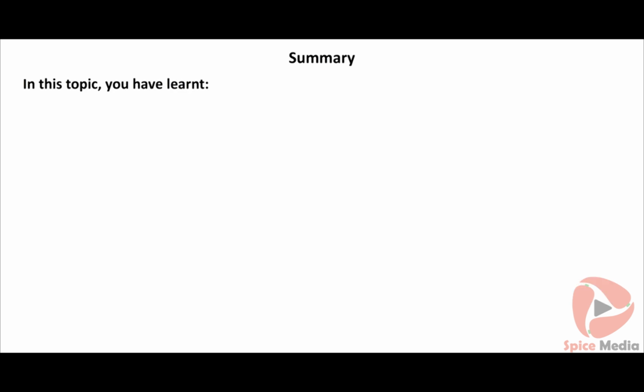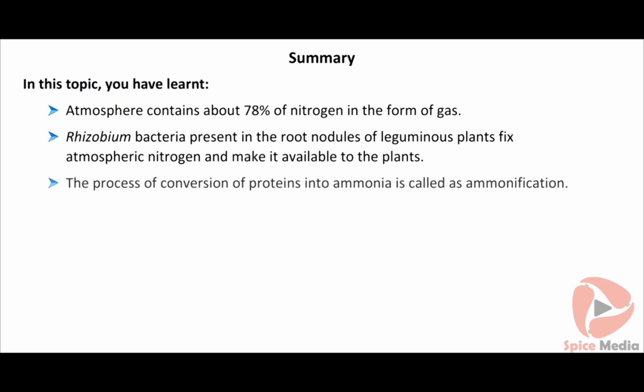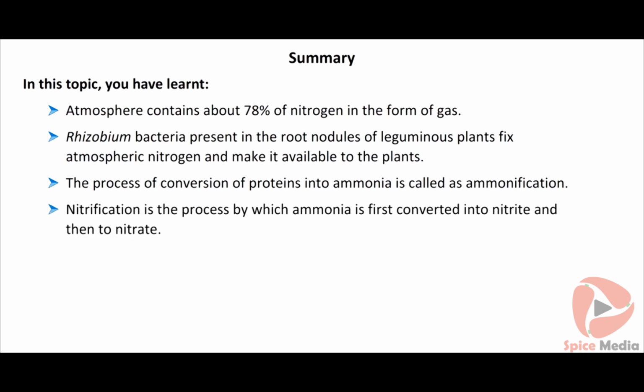In this topic, you have learnt the atmosphere contains about 78% of nitrogen in the form of gas. Rhizobium bacteria present in the root nodules of leguminous plants fix atmospheric nitrogen and make it available to the plants. The process of conversion of proteins into ammonia is called ammonification. Nitrification is the process by which ammonia is first converted into nitrite and then to nitrate.